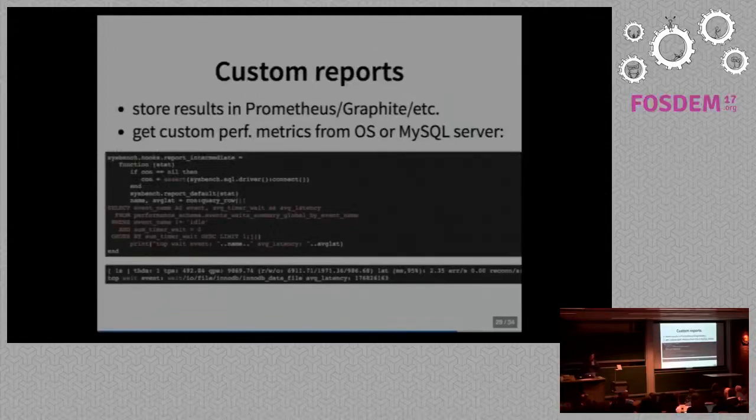But of course, it's not limited to just changing the report formats. You can do a lot of interesting things, like storing the results in some time series database like Prometheus or Graphite, or you can get custom performance metrics from the operating system or MySQL itself. This is a somewhat artificial example, but I'm using it just to show how you can query performance schema for the top wait event and print the average latency for that event along with standard metrics provided by sysbench.